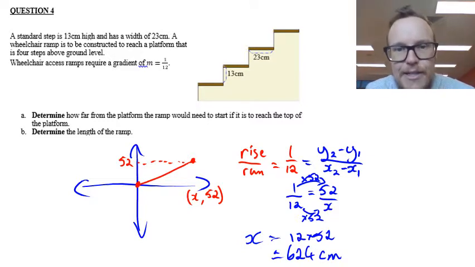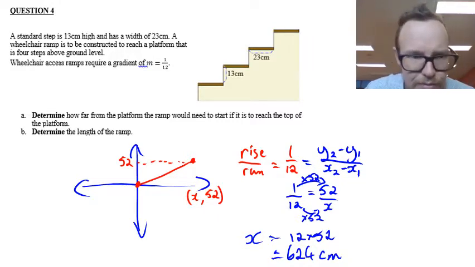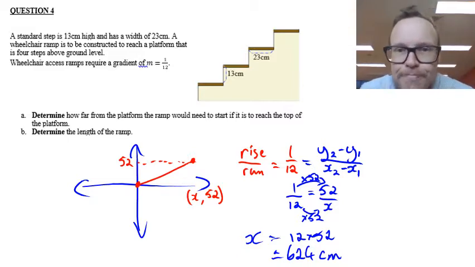Now I haven't really answered that question even if I've just written x equals 624, because the question asks how far from the platform the ramp would need to start. So the platform is at that level. We need to write a sentence. I'm not going to write it, but you would need to write a sentence something like the ramp needs to start 624 centimeters from the platform. That is a sentence that you would need to write to answer that part A.